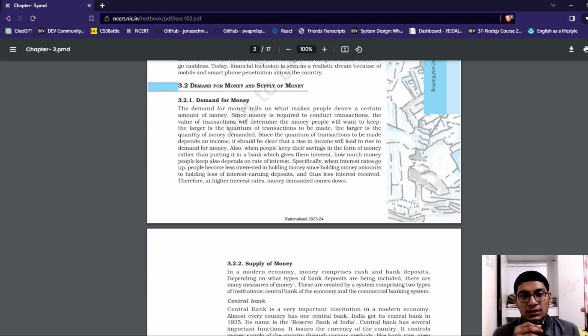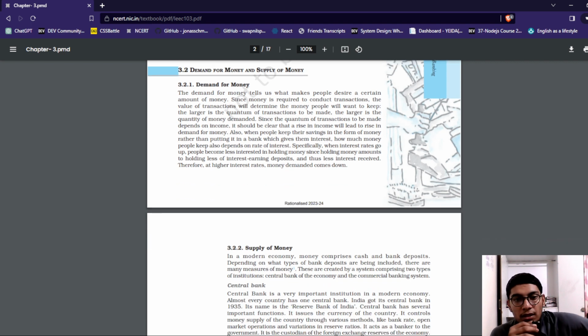Demand for money and supply of money. Demand for money tells us what makes people desire a certain amount of money. Since money is required to conduct transactions, the value of transactions will determine the amount of money people want to keep. The larger the quantum of transactions to be made, the larger the quantity of money demanded. Since the quantum of transactions depends upon income, it should be clear that a rise in income would lead to a rise in the amount of money demanded.